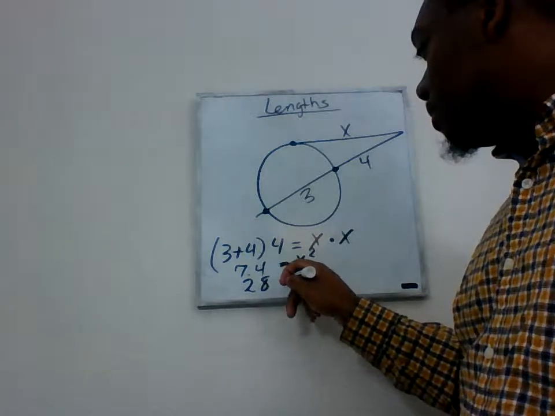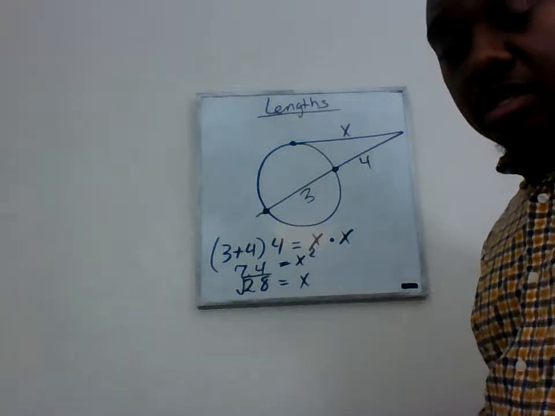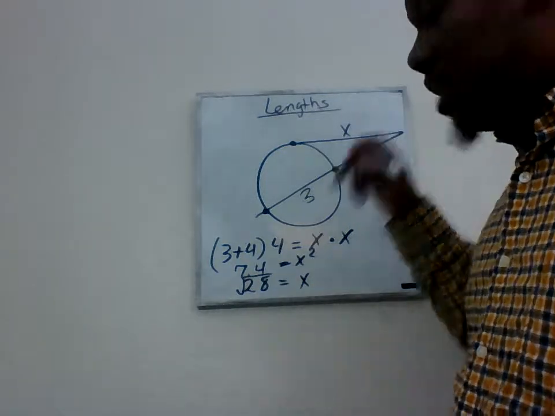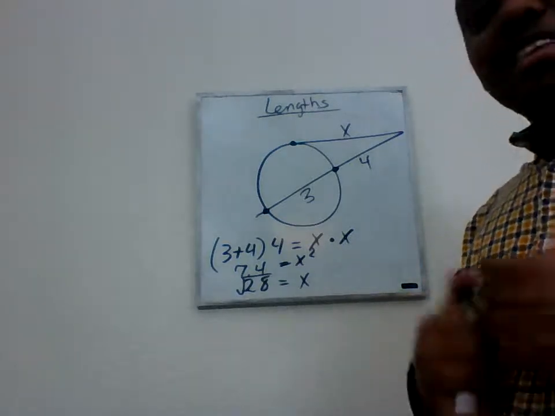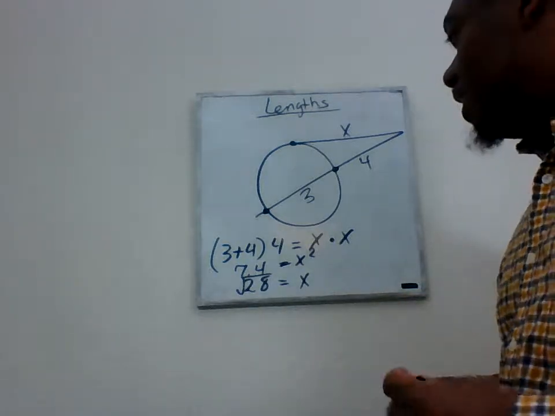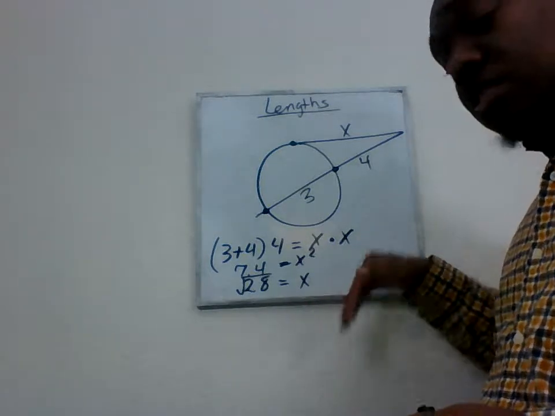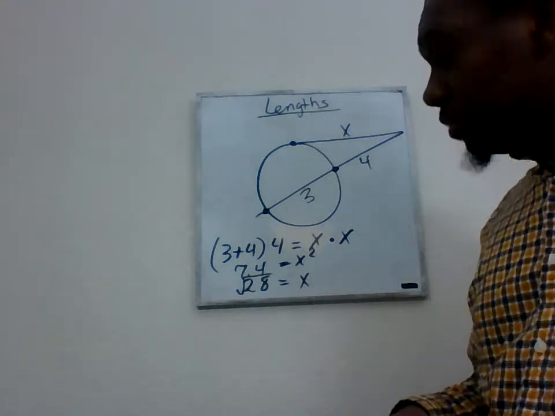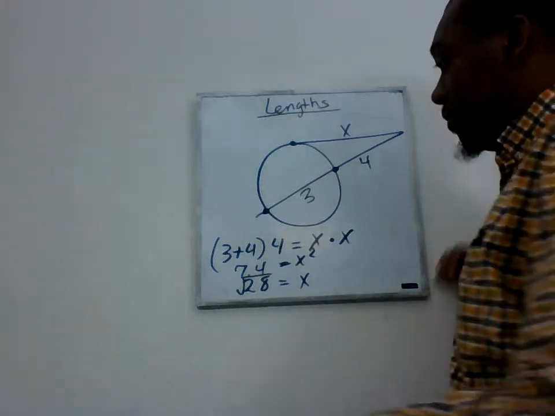We take the square root of both sides, so the square root of 28 is x. That's the length of this side here, and you could approximate what that is. That's where things start getting really fun, because we can set this up quite easily and then use algebra to solve for x. Well, let's look at another example with this, shall we?